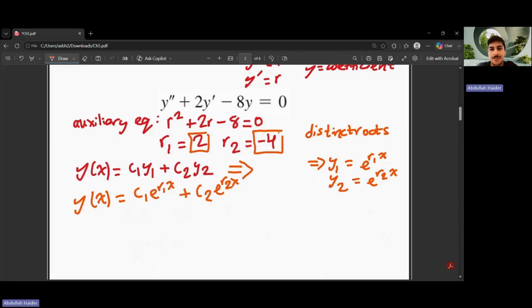Note that the rules for distinct roots, repeated roots and complex roots are not the same, so we'll go one by one. As I said before, these are distinct roots. 2 and negative 4 are different. The general form is c1y1 plus c2y2. And for distinct roots, we have y1 equals e power r1x and y2 equals e power r2x. So now we can write the values of r.